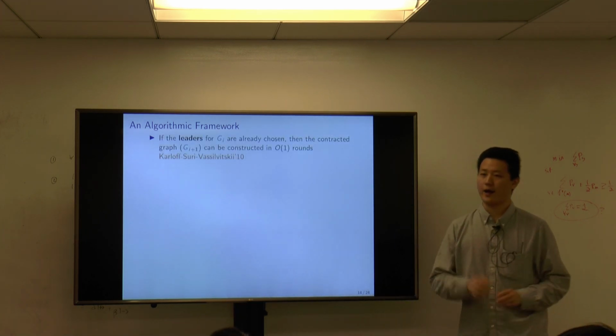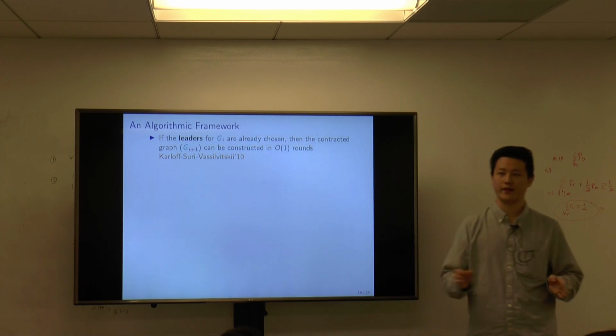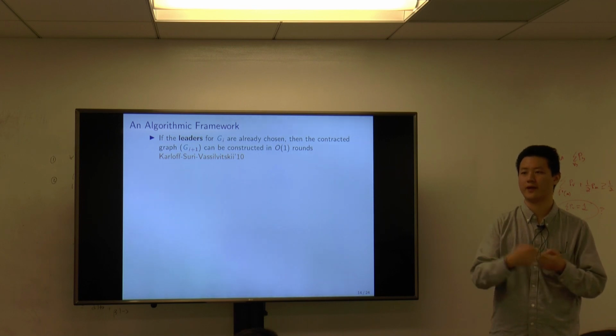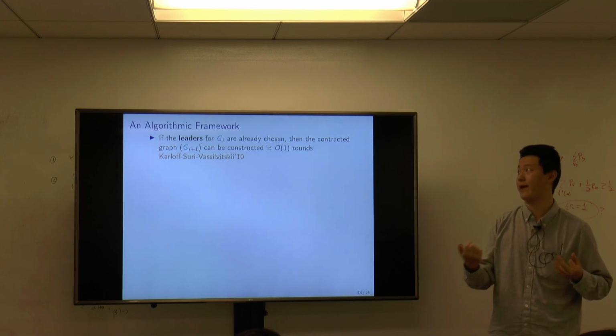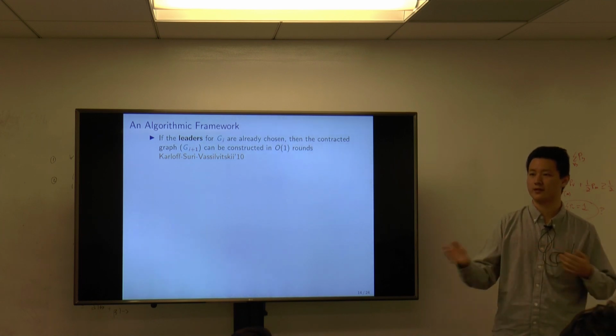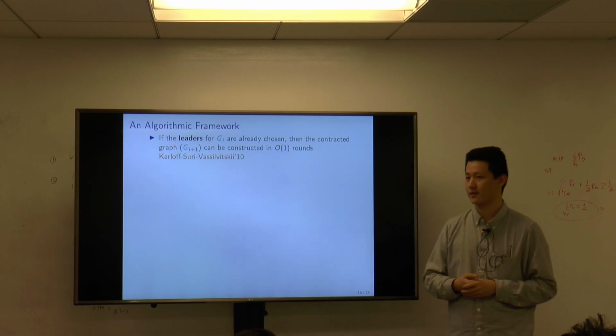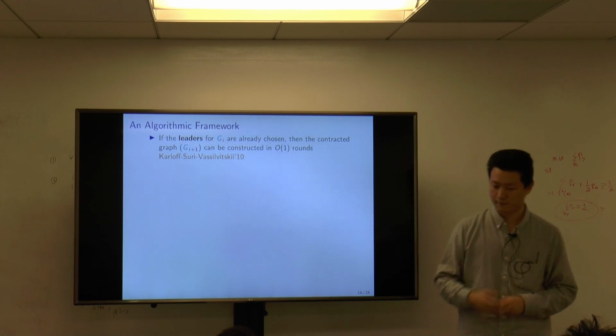Okay, so as I mentioned, how to represent the leaders in the MPC model, you can just use the vertex-boolean value pair. And because I mentioned before, you can use sorting, these primitives, so the contraction operation can be done in a constant number of rounds once you have the leaders.